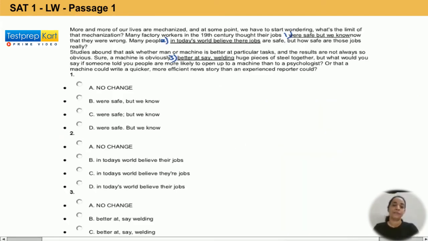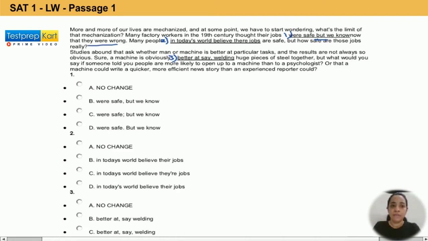Look at this. Now don't just read the underlined part, we have to read this whole line. Because I assume that you have already read this, you would know what the overall theme is. So let's look at this. It says many factory workers in the 19th century thought their jobs were safe, but we know now that they were wrong. So look at this. First part says that they thought their jobs were safe.